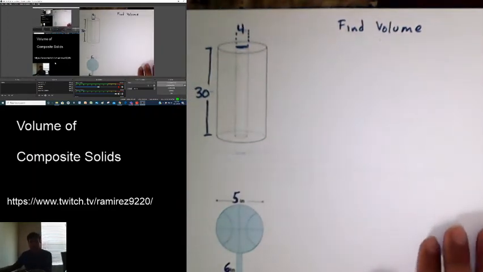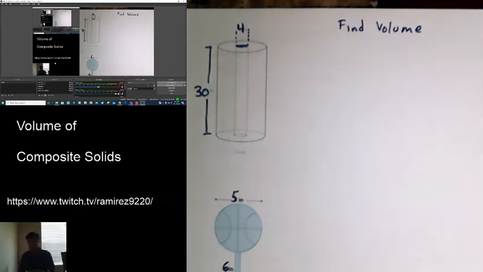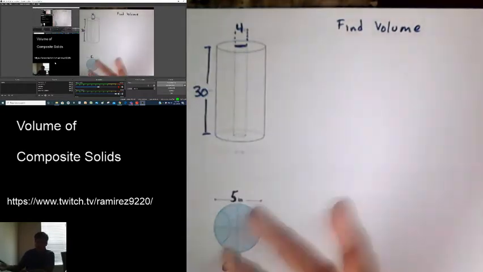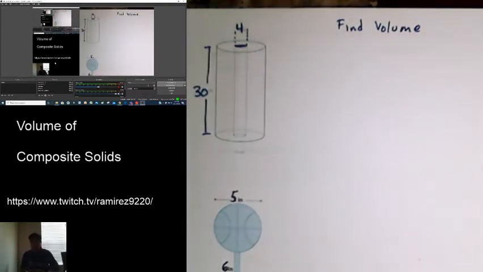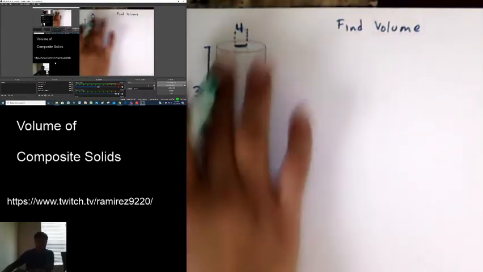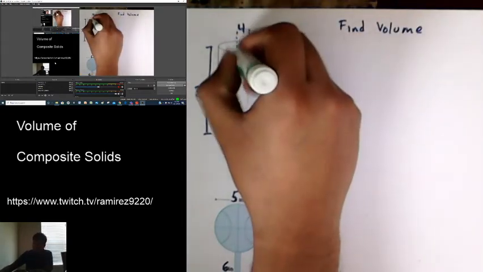All right, guys, so we're gonna go ahead and find the volume of composite solids. In general, just like when we're doing composite figures or the surface area of composite solids, all you have to do is look at the two different figures. In this case, we have basically two cylinders. We have our cylinder, the big one, and then the little one inside here, right?